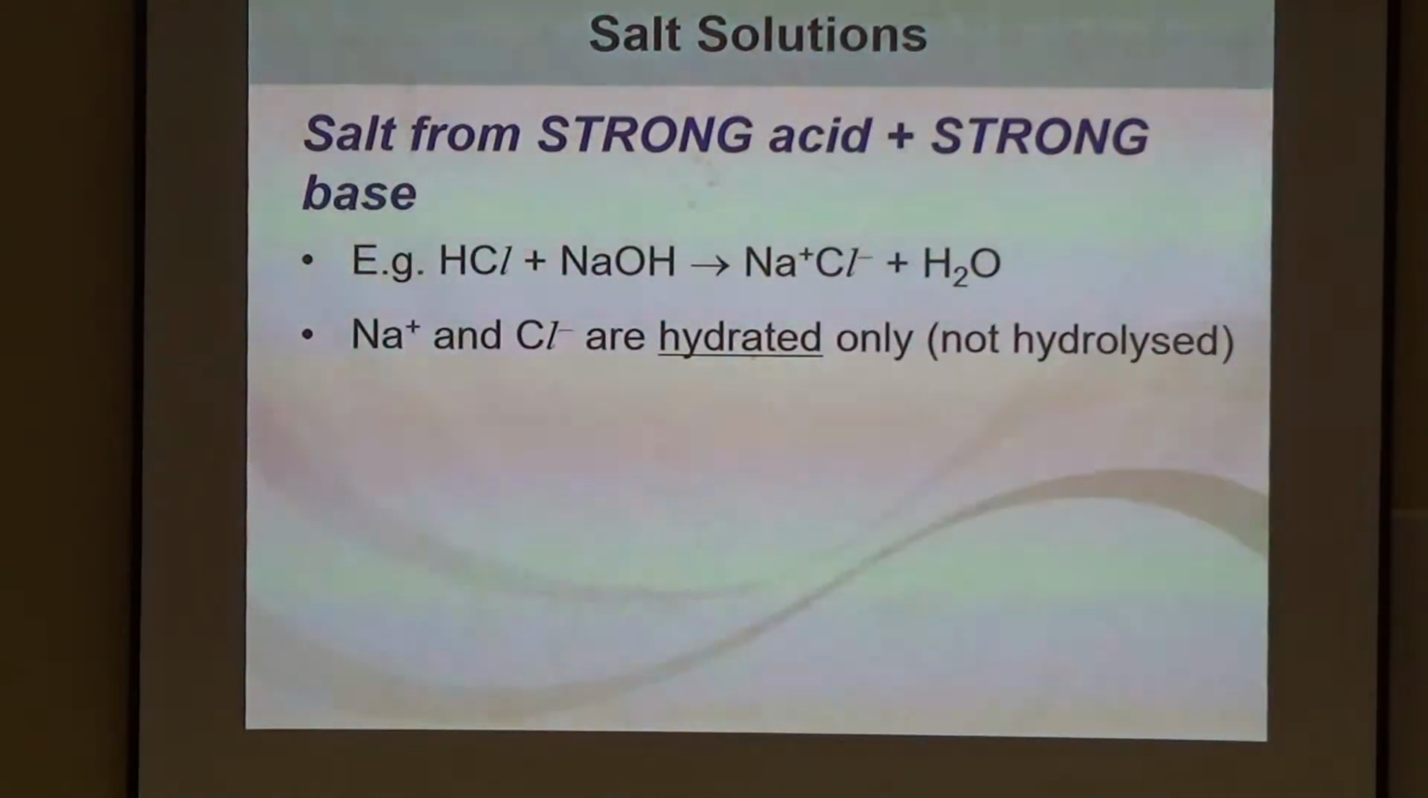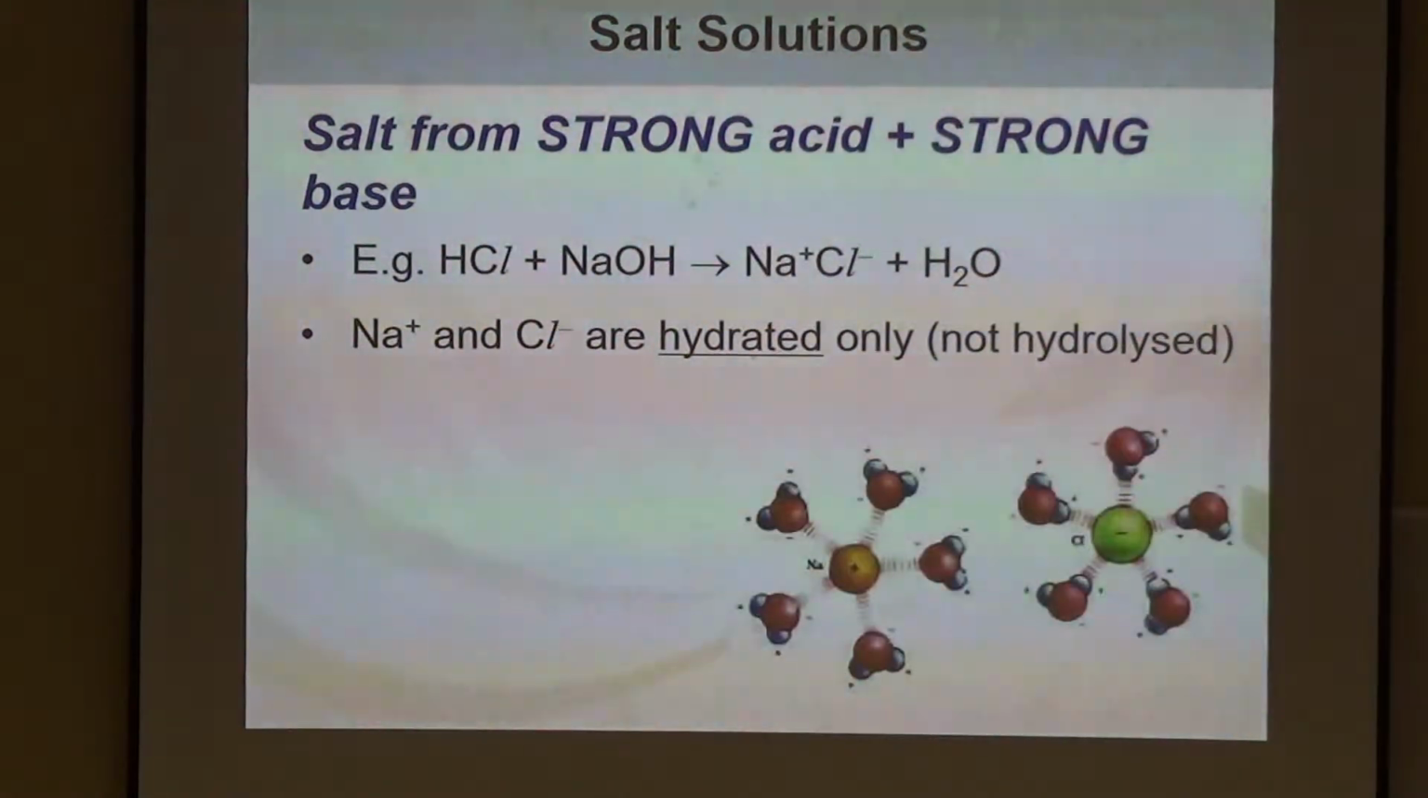So Na+ and Cl- are only hydrated. They will not undergo hydrolysis, which is why your table salt does not taste sour. It just tastes salty. It doesn't taste bitter. It doesn't taste sour. In contrast to something like baking powder or baking soda, which will have a totally different taste, because that will be an example that we come across.